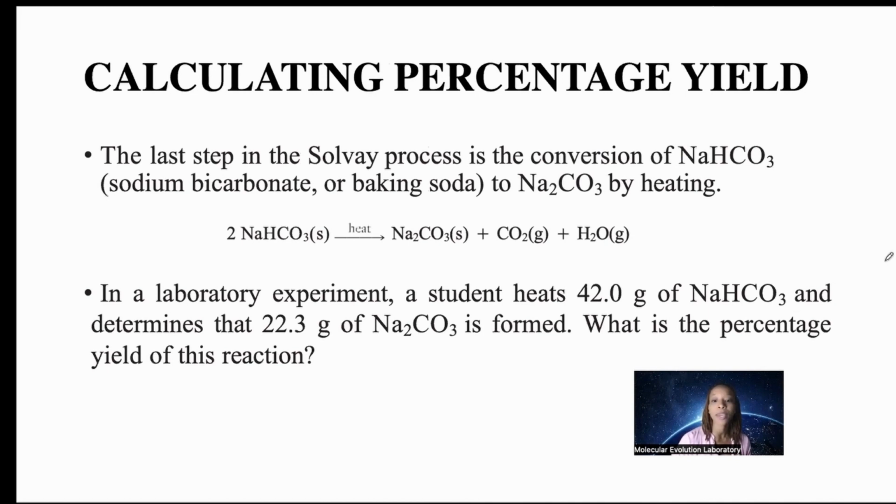So the last step in the process is the conversion of sodium bicarbonate or baking soda to sodium carbonate by heating. So we have 2 NaHCO3 in the form of a solid. You heat this, you basically get Na2CO3, sodium carbonate, plus CO2 and water. In a laboratory experiment, a student heats 42 grams of sodium bicarbonate and determines that 22.3 grams of sodium carbonate is formed. What is the percentage yield of this reaction?